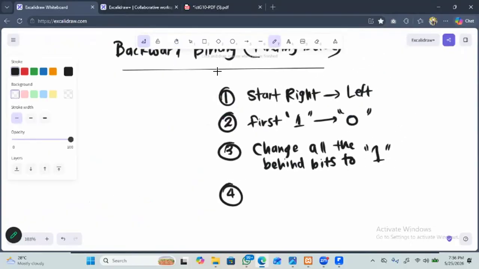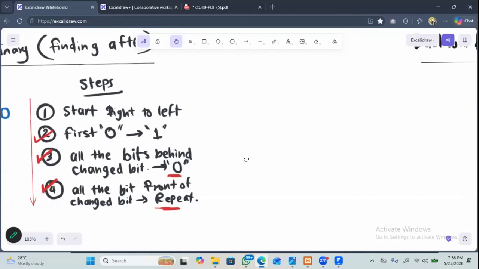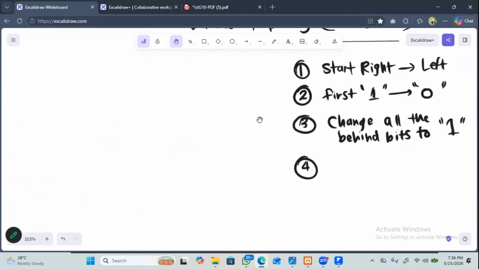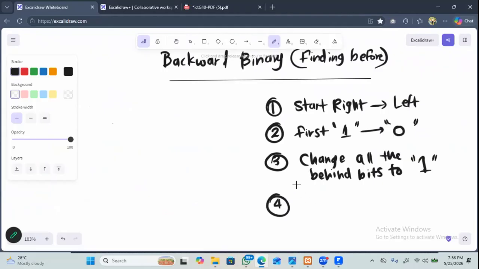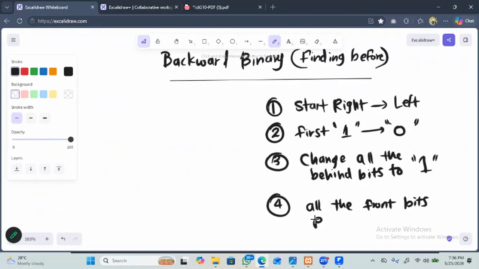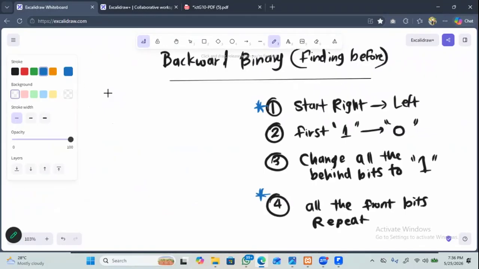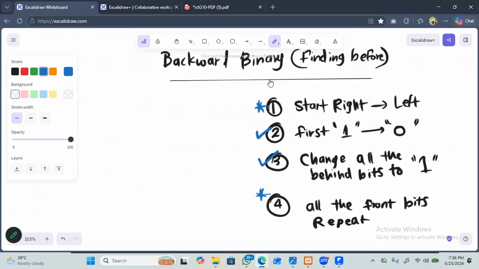Step 4 is all the bits in front, that is not going to change. All the front bits repeat. It's not changing. Now, can you see step number 1 is not changing. Step number 4 is not changing. Only step number 2 is changing and step number 3 is changing. Understood? Now, let's write the example quickly.